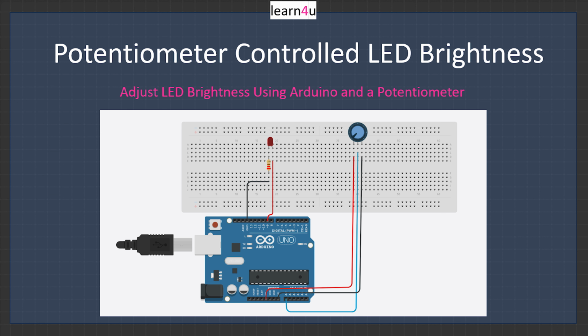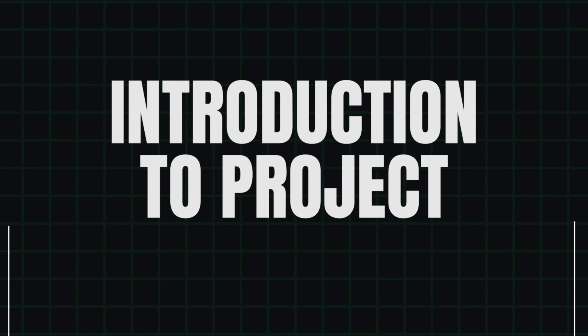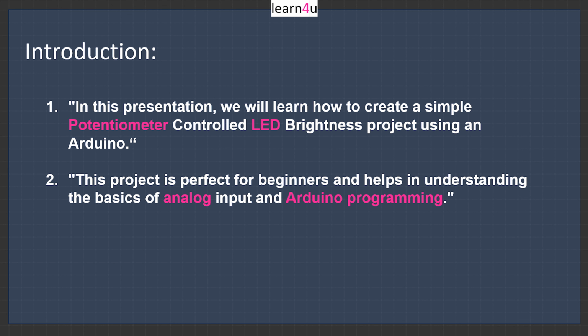In today's tutorial, we are going to learn how to control the brightness of an LED using a potentiometer and an Arduino. So let's start it. So in this video, we will use a potentiometer to control the LED brightness.